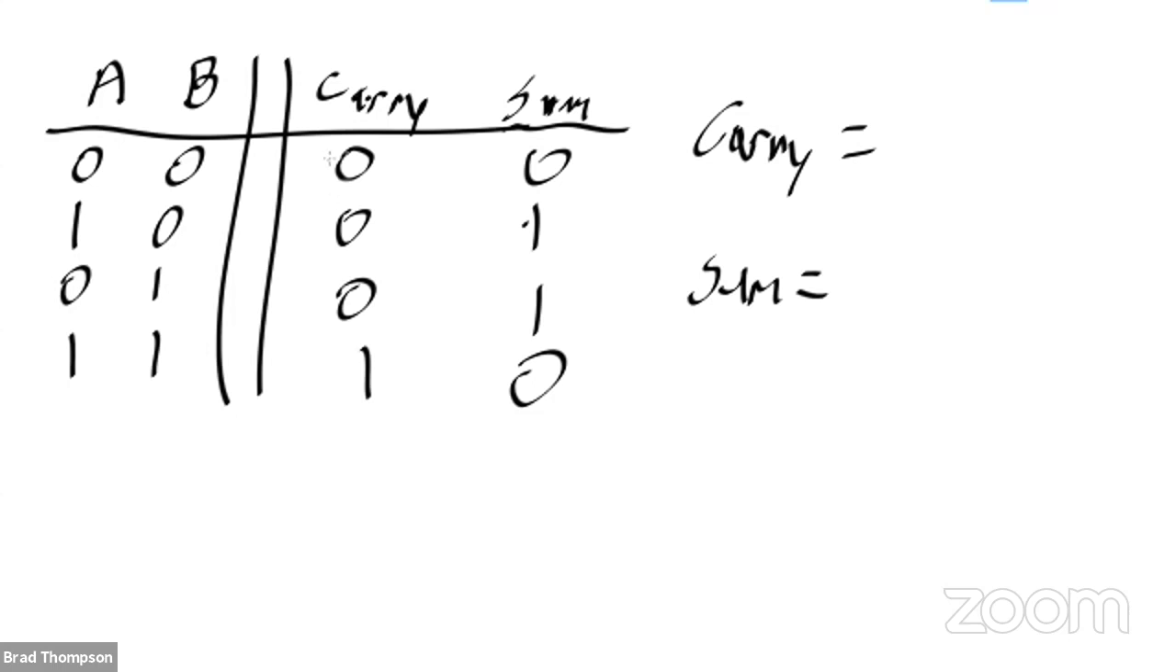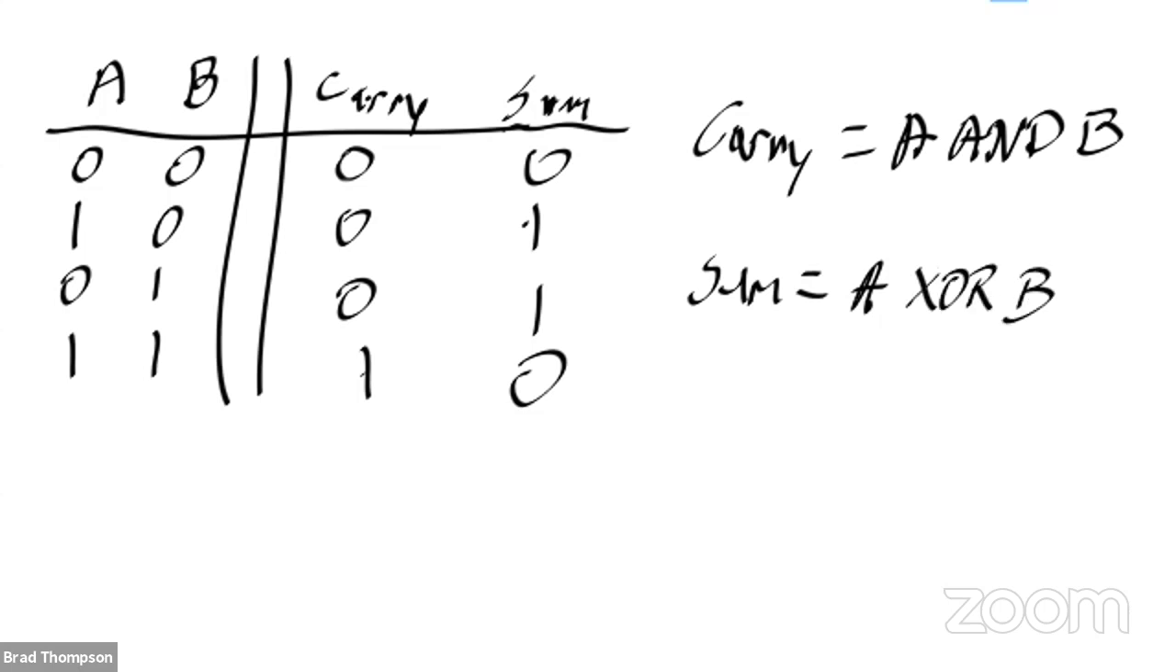So if we want to express this in terms of some of these logical operators that we've seen, our carry is only 1 when both A and B are 1. So that looks an awful lot like an AND. And the sum is only 1 if exactly one of the inputs is 1, which also looks a lot like the exclusive OR of A and B.